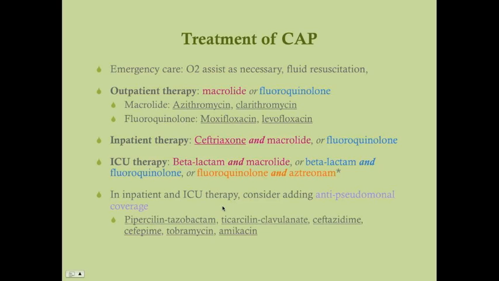Okay, so let's say that we had a 19-year-old patient. He's hemodynamically stable. He doesn't need oxygen assist. He's just got fever and sputum, and he's got lobar consolidation on chest x-ray. Otherwise, he's doing fine. For outpatient therapy, we can give either a macrolide or a fluoroquinolone. So one or the other, and this is oral therapy. So this is the easiest way to treat because it's oral.